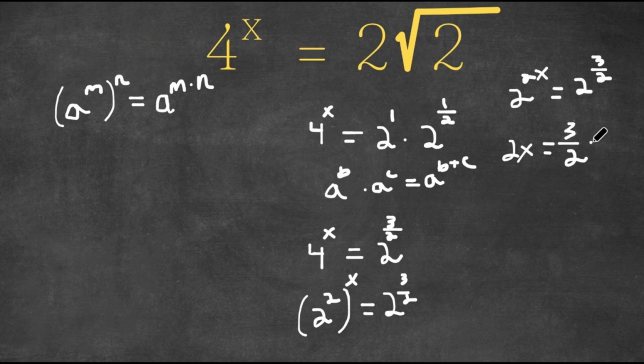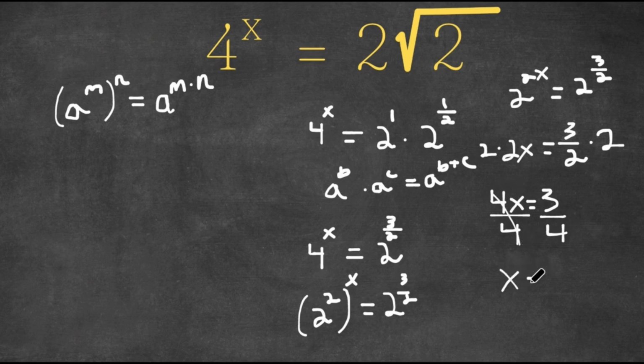So now if I multiply by 2 on both sides, I get 4x is equal to 3. And now if I divide by 4 on both sides, I get x is equal to 3/4. So this is our answer.